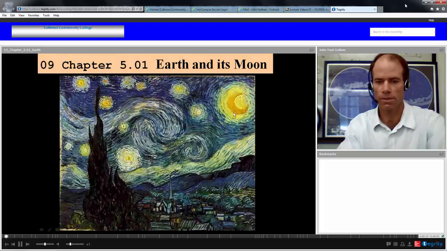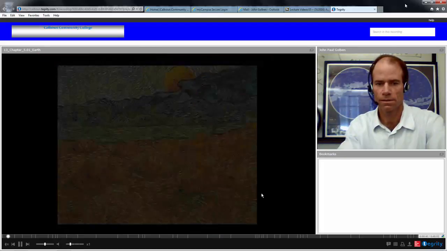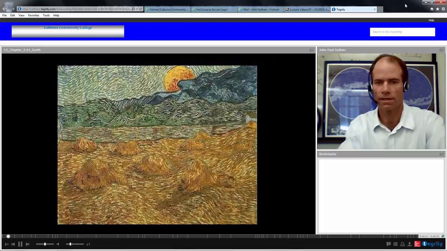Here's a depiction of the moon and the Earth as given by Van Gogh. Very pretty picture called Starry Night. Here's another one by Van Gogh showing the moon setting and a field. Recently, some scientists have thought that they have discovered where this landscape actually was. So that's kind of interesting.